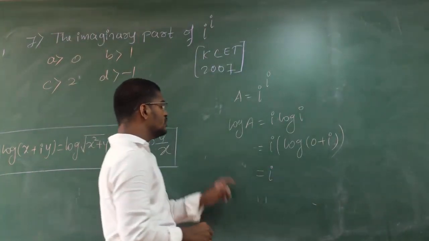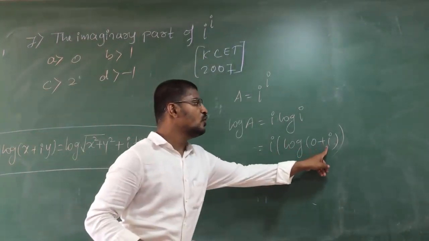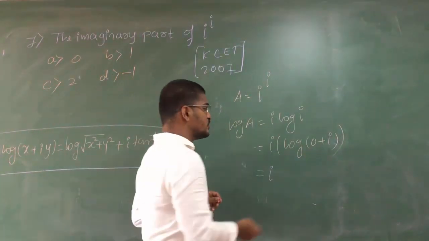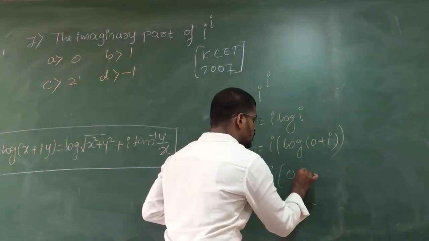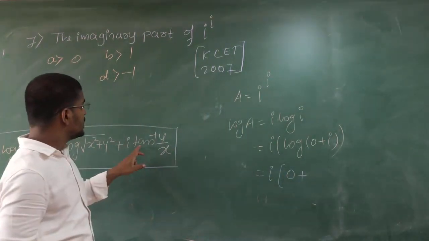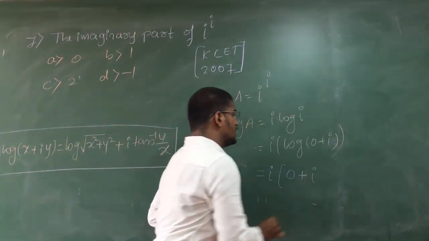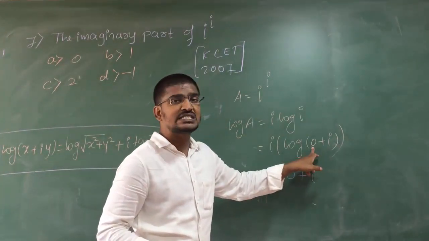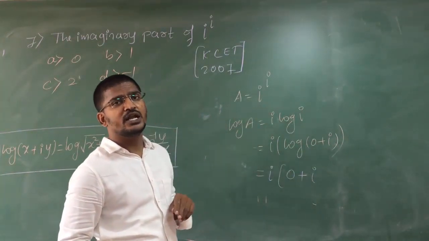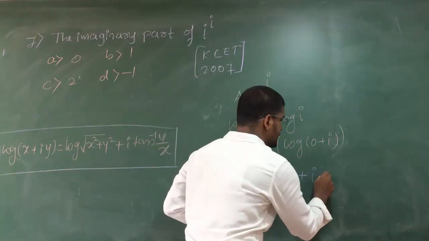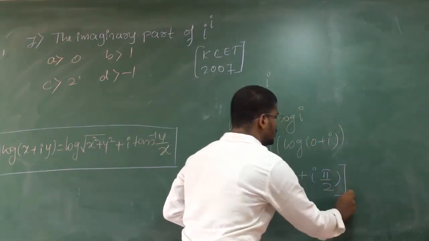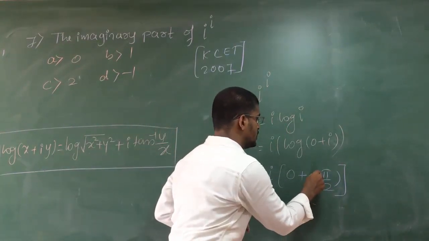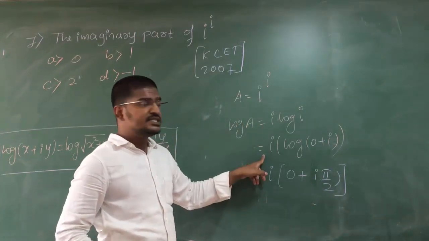So log i equals, if I apply this, x is 0, y is 1. x is 0, y is 1. So root of x squared plus y squared will be 0 plus, next, i into tan inverse of y by x. y value is 1, x value is 0. So 1 by 0 will be infinity. Tan inverse of infinity will be pi by 2. Clear students? So that is i as it is, log of i.